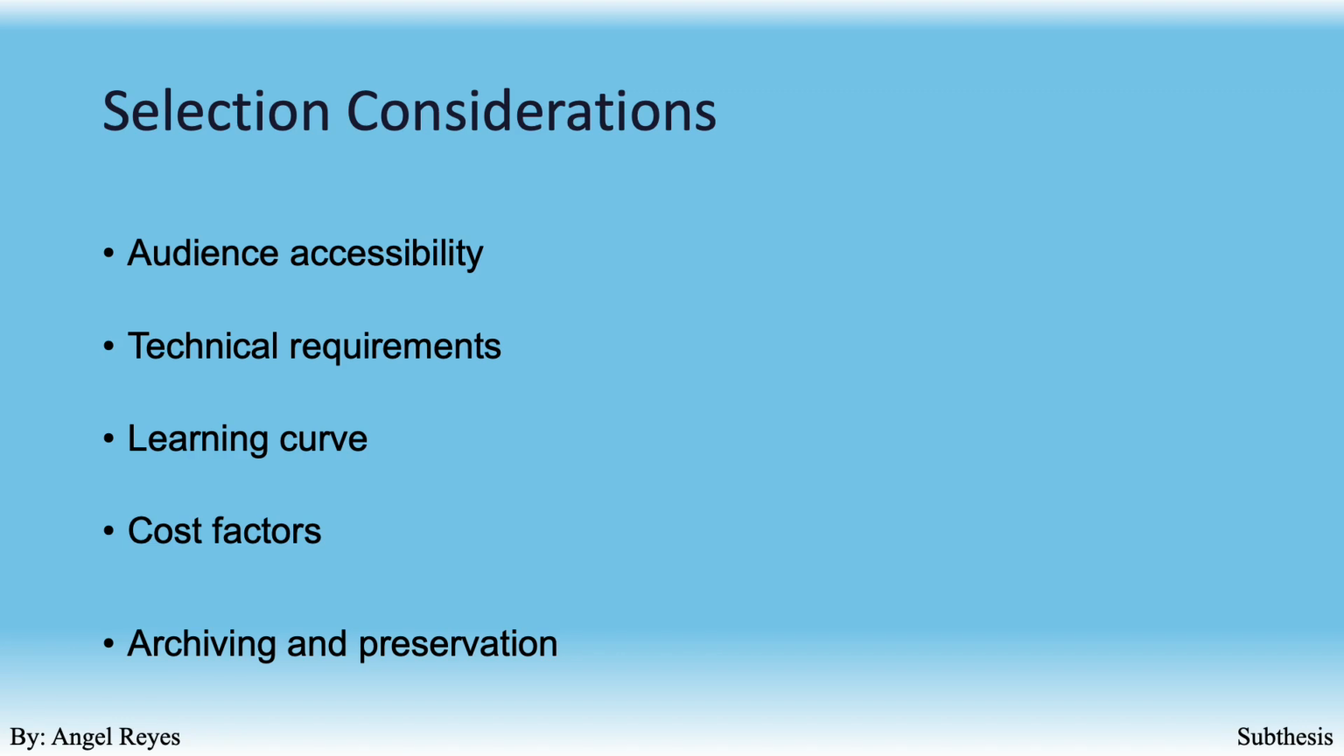By systematically evaluating these factors, researchers can select technologies that best balance communication goals, audience needs, available resources, and sustainability concerns, creating digital stories that effectively share research while remaining accessible to intended audiences.